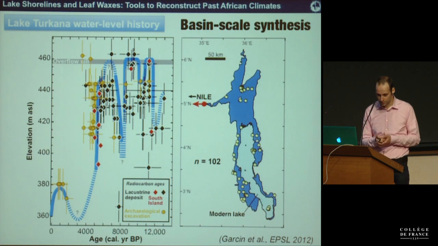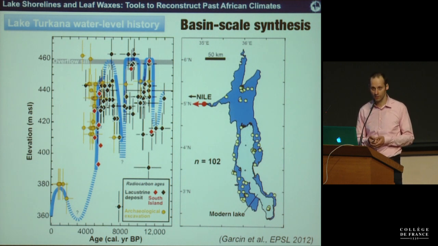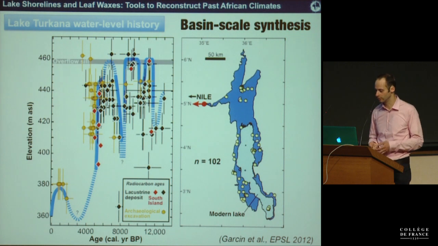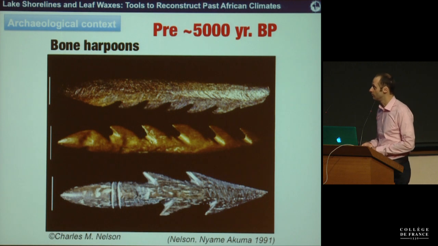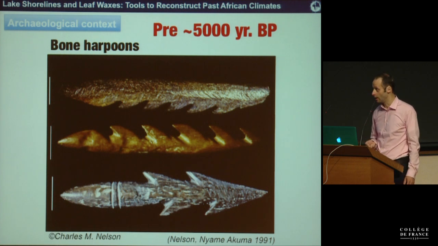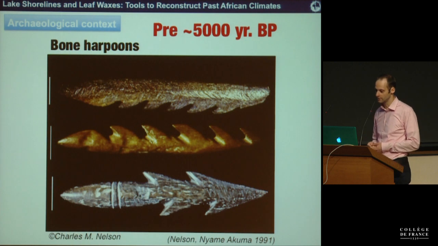What is important and interesting with the Turkana basin is that there have been a lot of studies about archaeology, about the human occupation of the basin. And so now we can compare our climate record with the cultural records in the region. Before 5,000 years, the archaeologists found a lot of very nicely preserved bone harpoons. At that time, the basin was occupied by hunter-gatherers who mostly relied on fishing in their subsistence lifestyle.